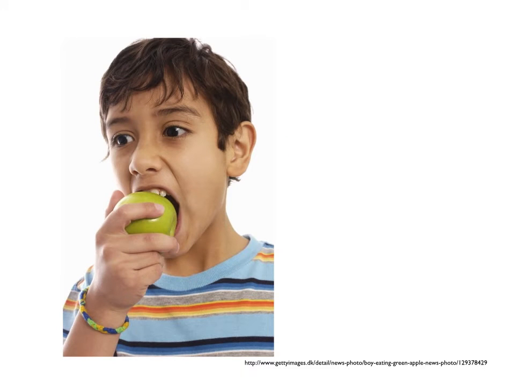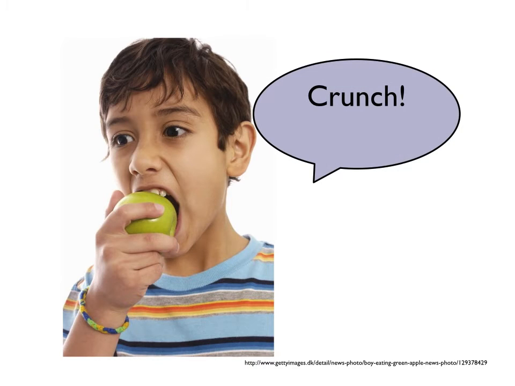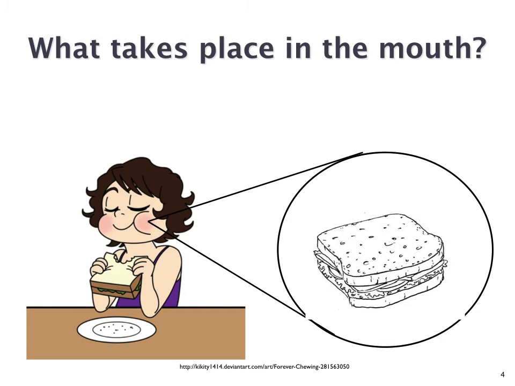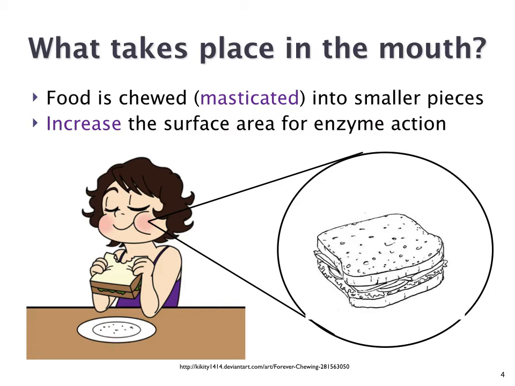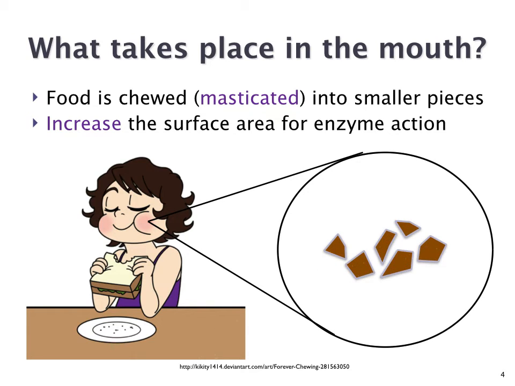Have you ever wondered what actually goes on in your mouth when you take a bite of an apple at break time? Well, let's have a look at why your mouth is so important in digestion. As you chew your food, it gets masticated into even smaller pieces. So why do we need to chew food? Well, this is so that it can be broken up into even smaller pieces to increase the surface area for enzyme action. For example, when you bite into a sandwich, it gradually gets broken down into smaller pieces, increasing the surface area for enzymes.